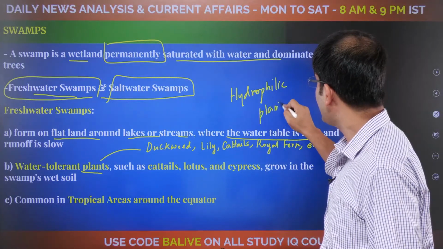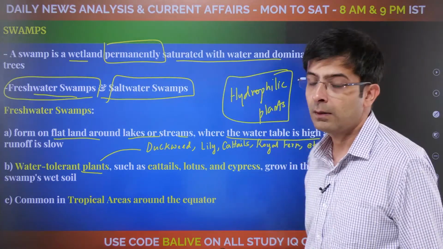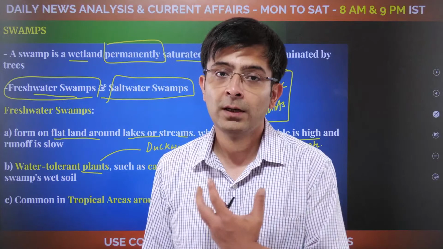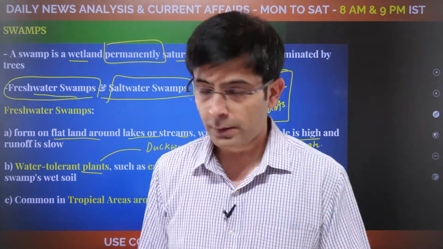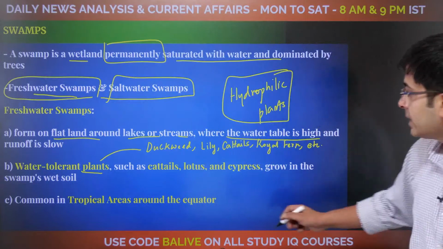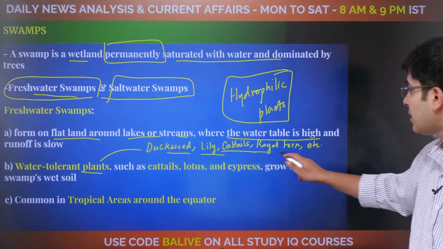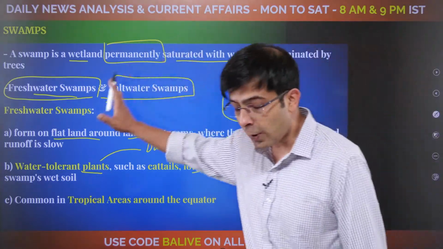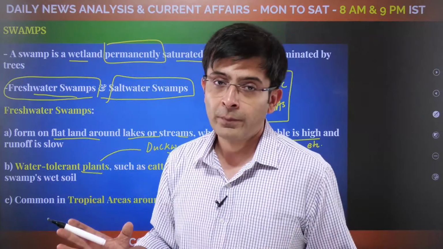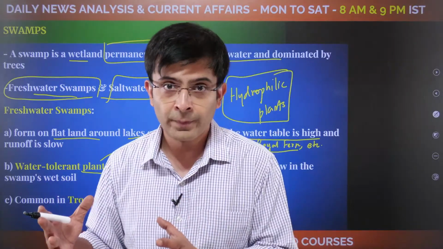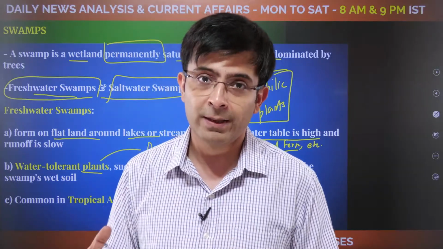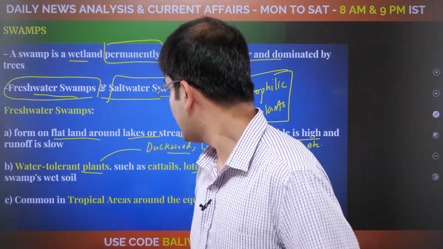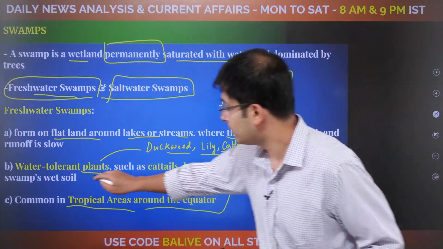So hydrophilic plants you will find in swamps. Hydro is water, phil is love. So halophilic loves salt, hydrophilic loves water. So hydrophilic plants you will find here such as duckweed, lily, cattails, royal fern, etc. You will also find lotus, cypress, all of this. Now, swamps are normally found around the equator, as opposed to marshes. Marshes are not found around the equator. Swamps are found around the equator, which means you are looking at tropical climate. Tropical areas around the equator.